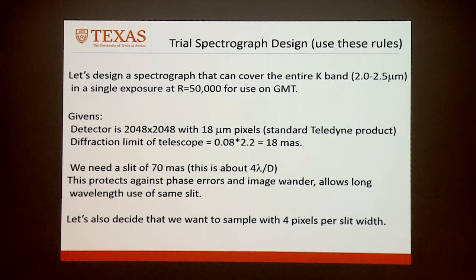Let's just say we need a slit of about 70 milliarc seconds. This is about 4 lambda over d. And on the GMT, this will protect us from a couple of possible gotchas. One is that if the mirrors don't phase up perfectly at the short wavelengths, then this will capture all the light from an individual mirror, and so we won't lose any efficiency even if the phasing is wandering around.